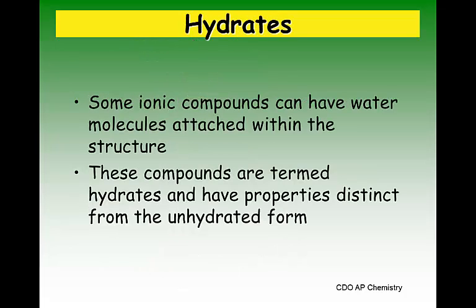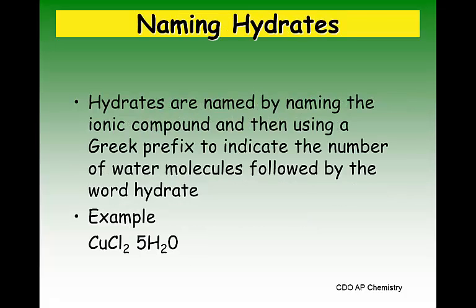Okay. There's another nomenclature convention, and that's naming a hydrate. Some ionic compounds actually can have water molecules attached within the structure. These compounds are called a hydrate and have properties distinct from the unhydrated form. So hydrates are named by naming the ionic compound they're associated with, and then using a Greek prefix to indicate the number of water molecules followed by the word hydrate.